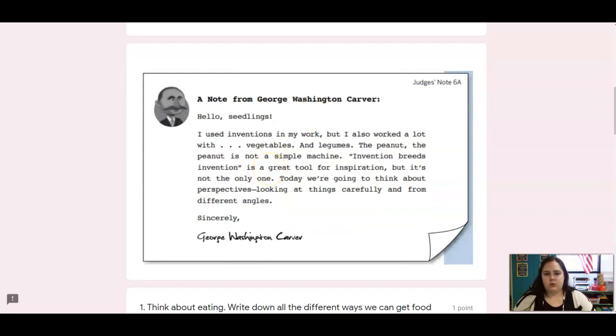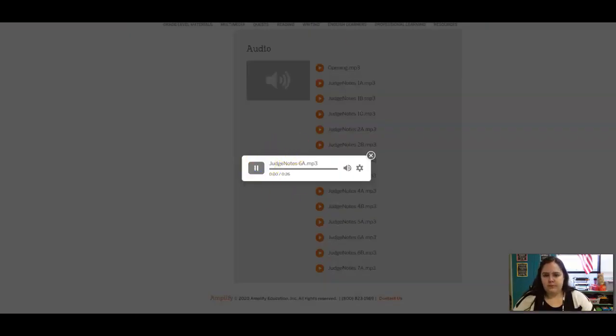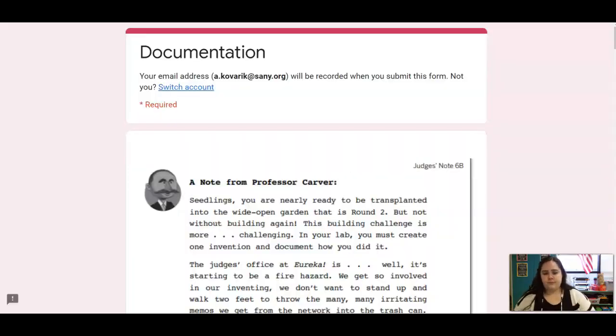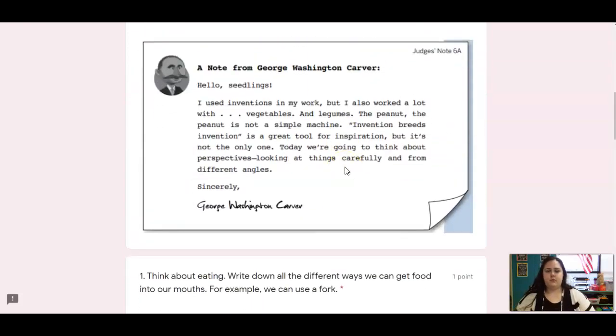Okay, so we have a note from George Washington Carver. Hello, seedlings. I use inventions in my work, but I also work a lot with vegetables and legumes. The peanut is not a simple machine. Invention breeds invention is a great tool for inspiration. It's not the only one. Today, we're going to think about perspectives, looking at things carefully and looking at them from different angles.